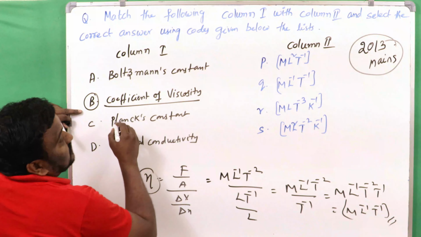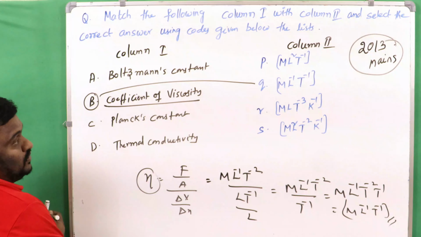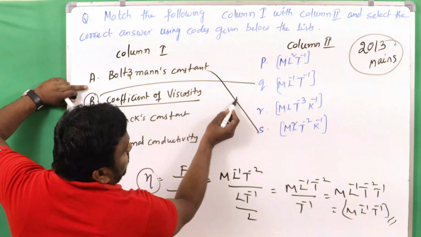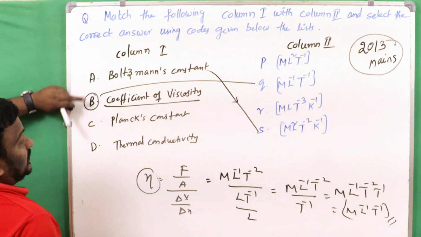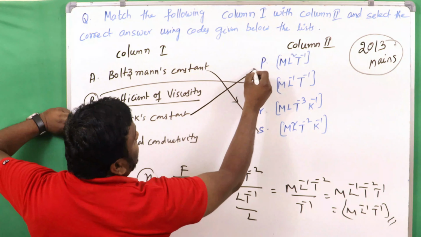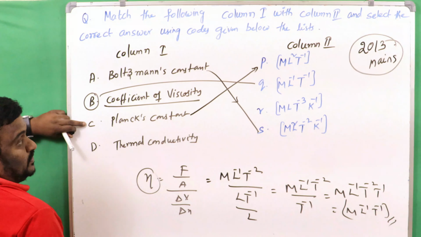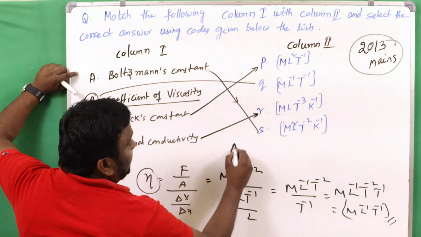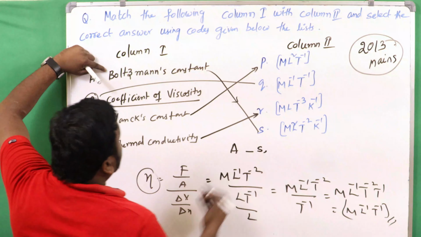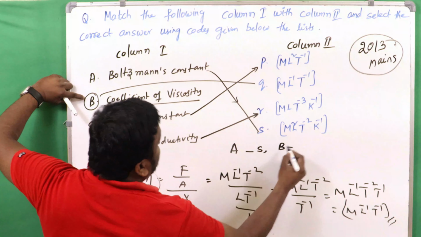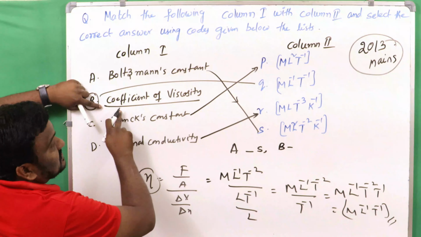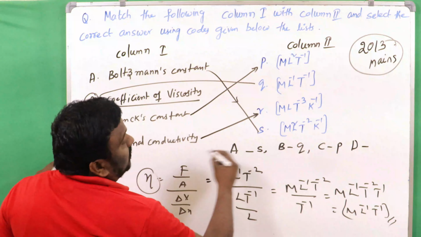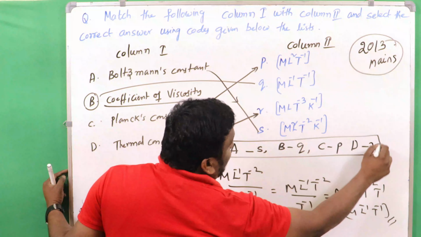So here B can be matched with what? S Q. And already we know that Boltzmann constant is this one, S, M L square T inverse 2 K inverse 1, and Planck's constant C can be matched to the S, M L square T inverse 1. Clear? And obviously now thermal conductivity is R. So the matching is: A, Boltzmann constant, is S. B can match with what? Coefficient of viscosity, Q. And C can be matched with Planck's constant, P. And thermal conductivity, D, can be matched with R.